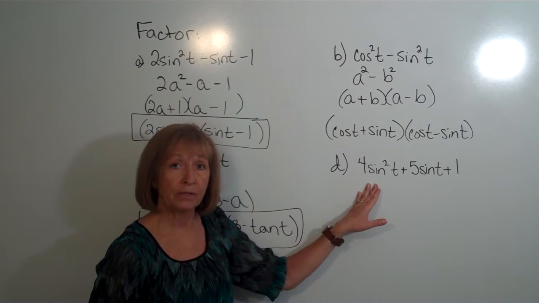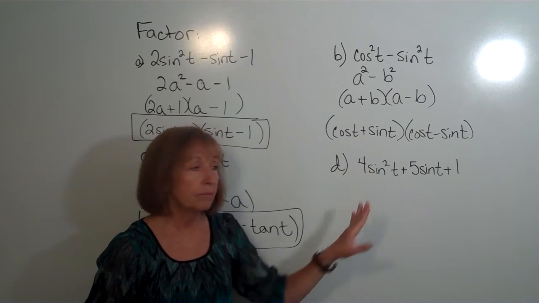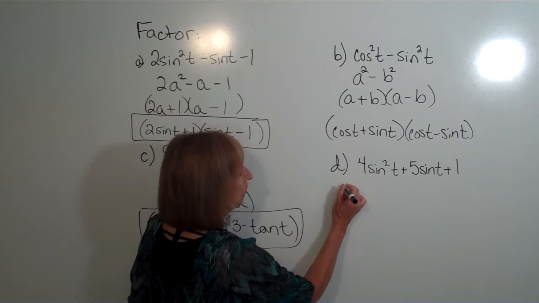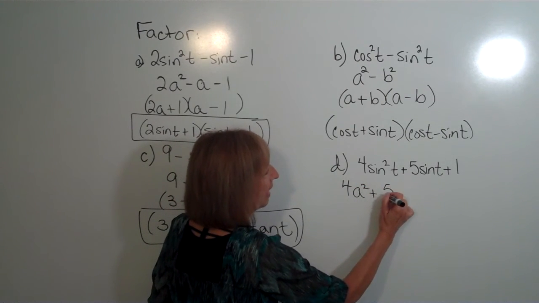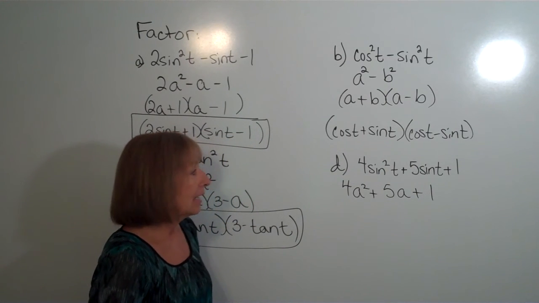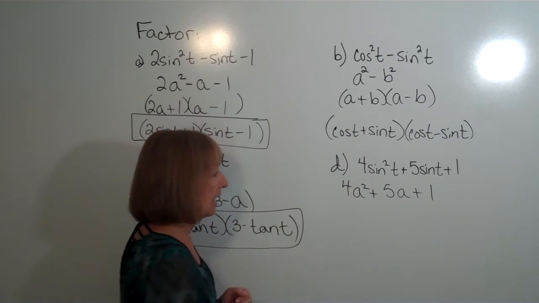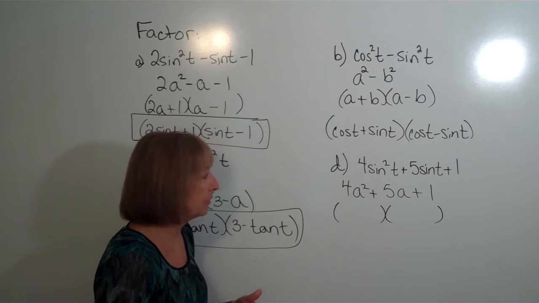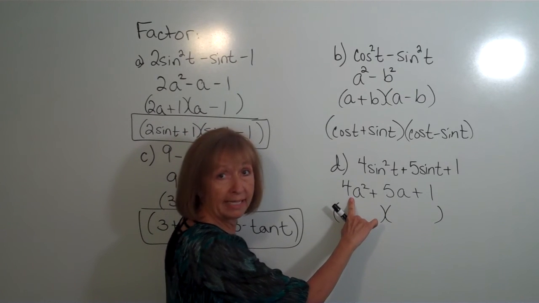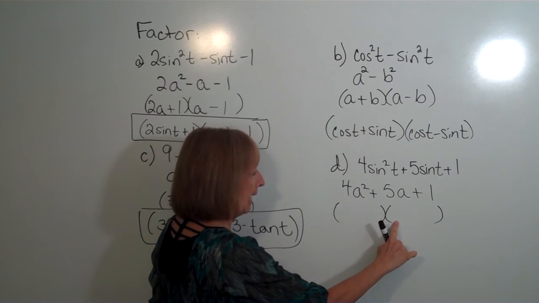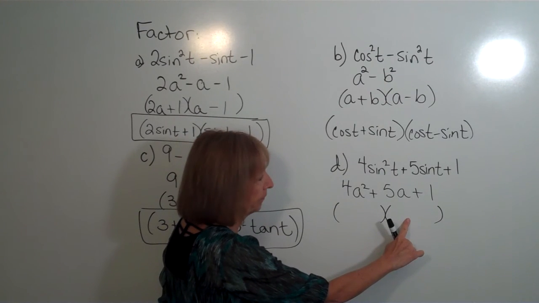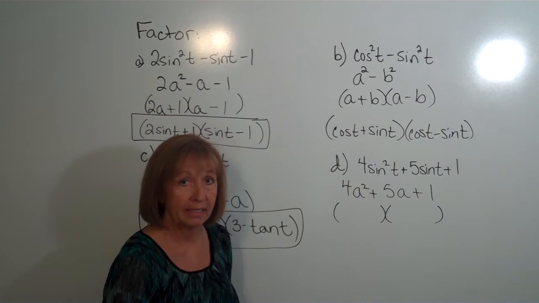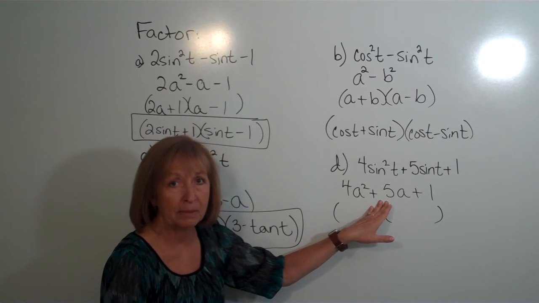And lastly, 4 sine squared t plus 5 sine t plus 1. Well, both of these terms have the sine function. It's squared in the first term, first power in the second term. So this would be like 4a squared plus 5a plus 1. It's quadratic. It has 3 terms. They're in descending order. I'm going to see if I can find my product of my binomials in order to factor these. Now 4a squared I can get by going 4a and a, or 2a and 2a. My 1 I can only get from positive 1 times positive 1 or negative 1 times negative 1. But I want a positive middle coefficient, so positive 1 and positive 1.